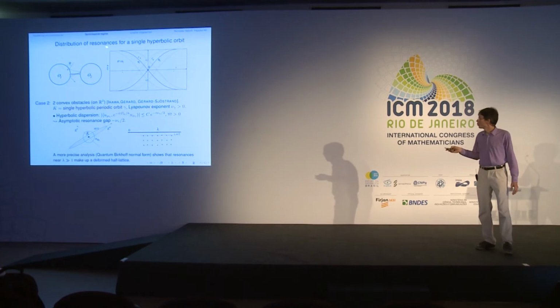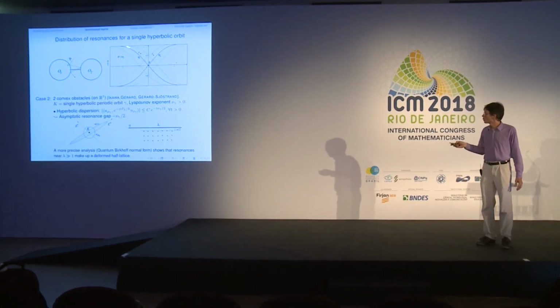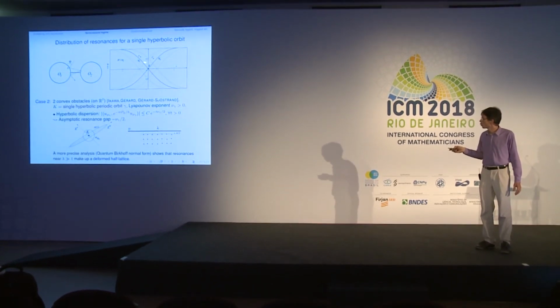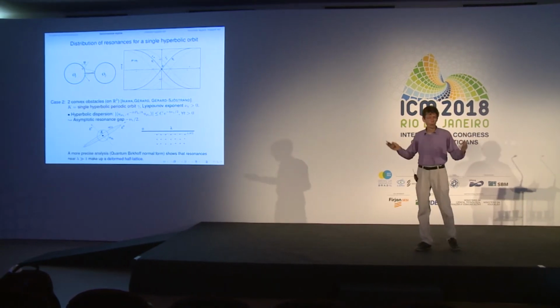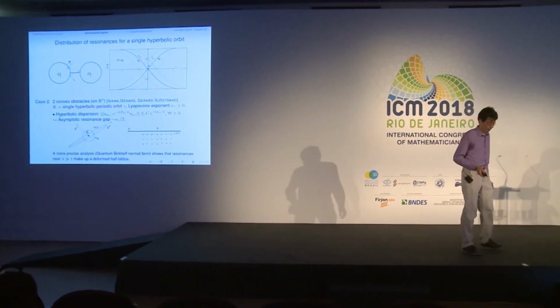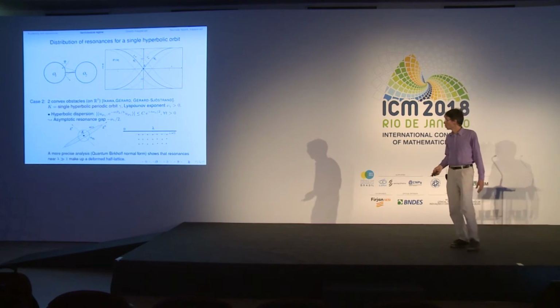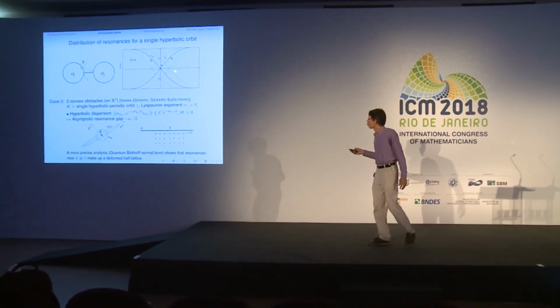Which means that points which start on this blue curve will converge to the orbit in the future, and points which are on this red curve will converge to the orbit in the past. And that's the only ones. All the other ones will escape in the future and in the past. So let's look again at our wave packets.